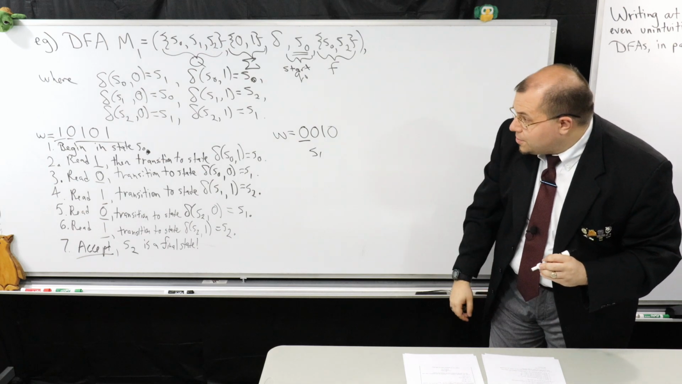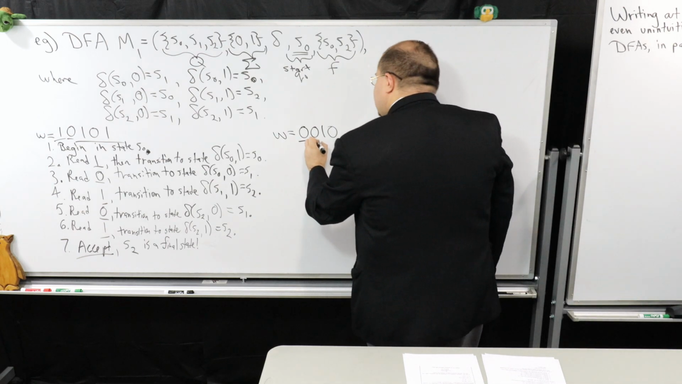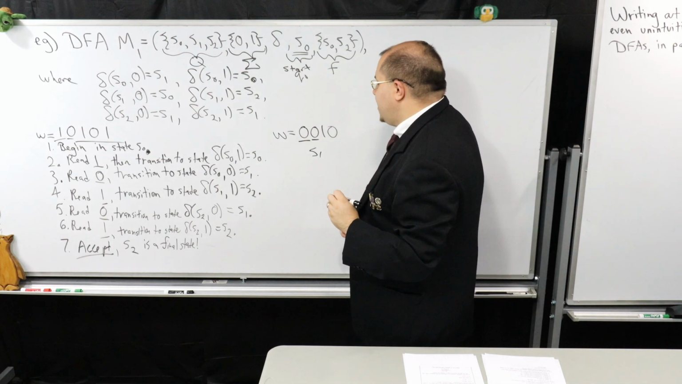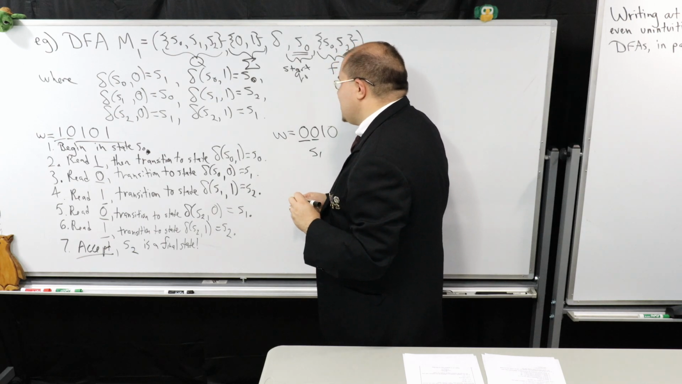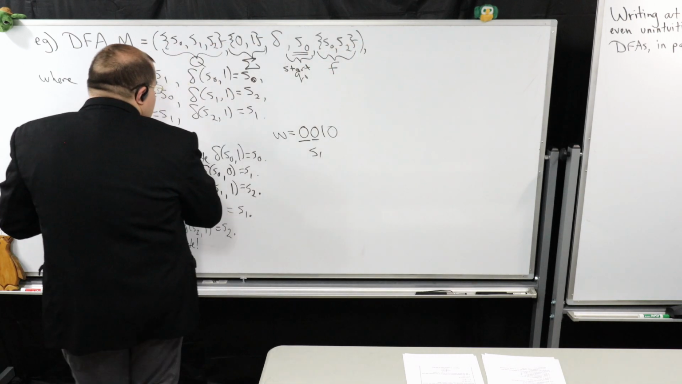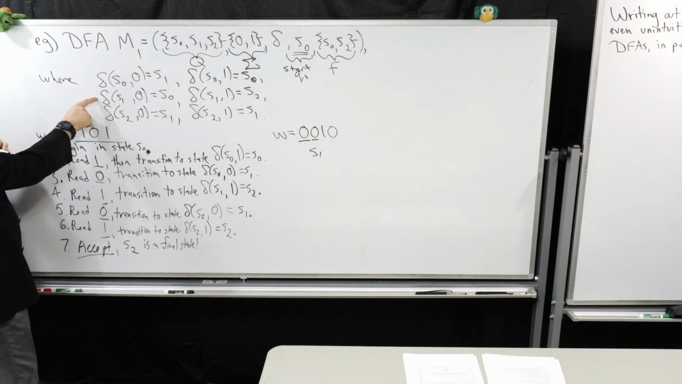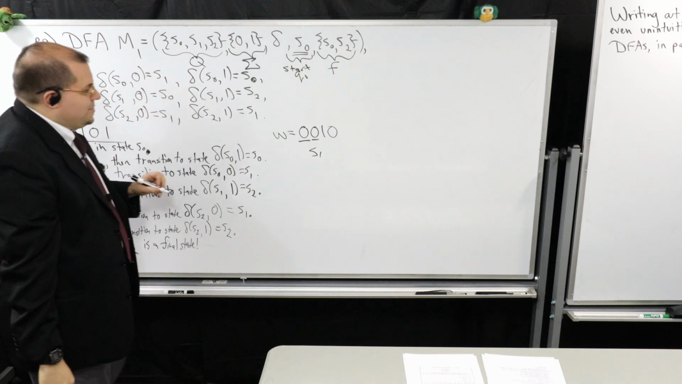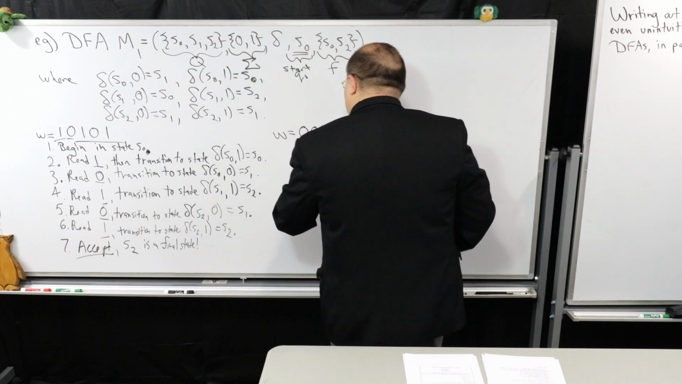And now what I do, I read 0 again. I read 0 again for S0. But now I'm in S1, right? So it tells me to go to S0. So my current state is S0 again.